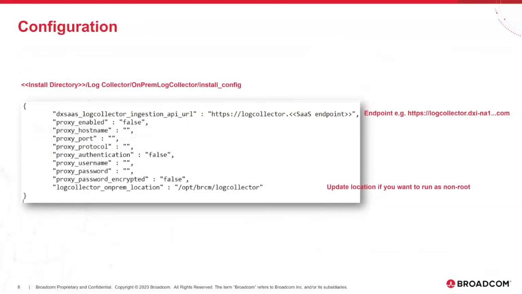Now, from the configuration standpoint, the configuration is really very easy. In the install directory, if you go to log collector, on-prem log collector, and go to the install_config directory, you'll find the configuration file right there. And the only mandatory parameter here is to add the ingestion endpoint, and the ingestion endpoint will always be prefixed by log collector dot as the SaaS endpoint. The proxies and the protocol of the proxy, the username, password for the proxy, obviously this is all optional.